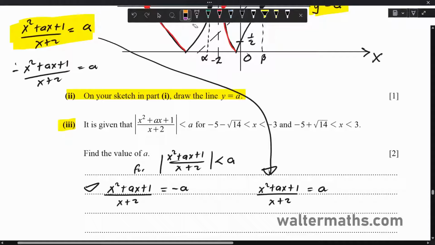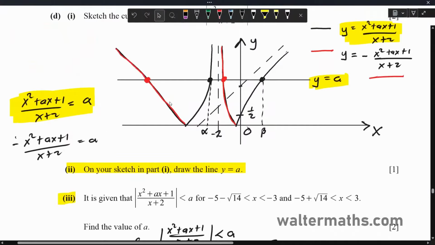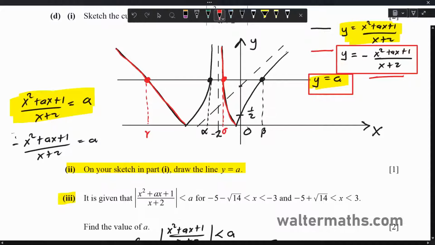Oh, okay. And the other points of intersection are this one here, which we can call gamma, and this one will be, what is the Greek letter? Sigma? Delta. Yeah, delta would be those two. So that's when this graph intersects the graph y is equal to a. So that's why I equated the two here.